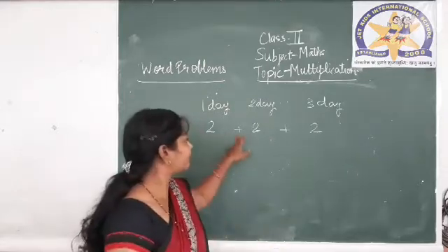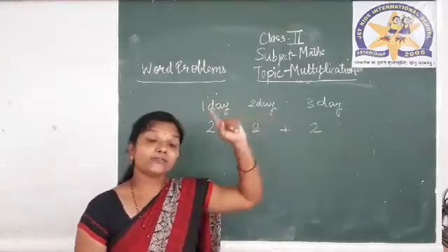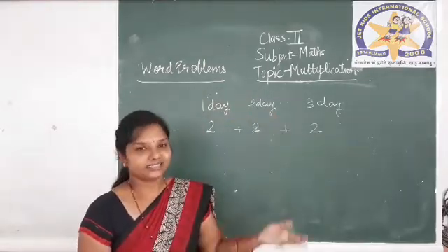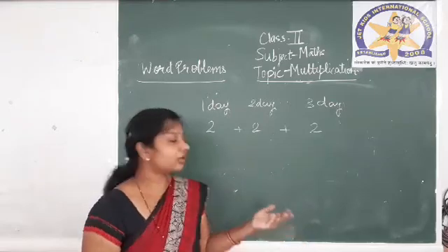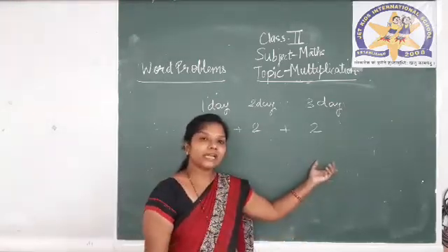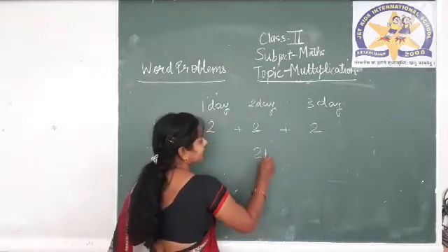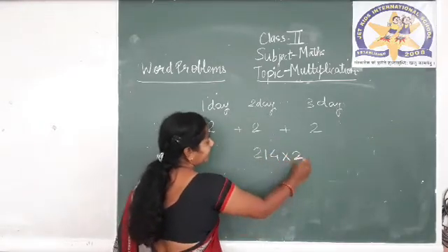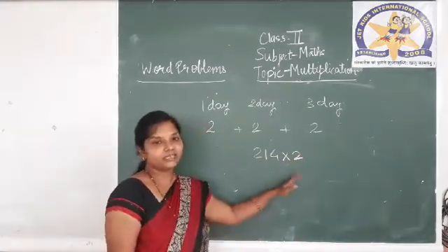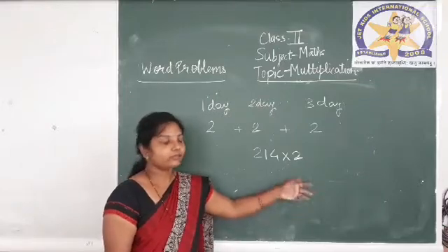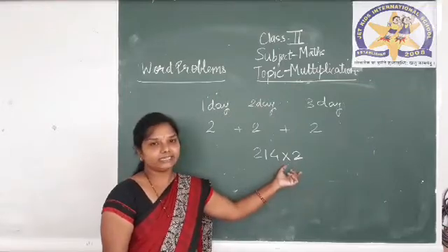What you have to do? You have to add 2, 214 times. Instead of adding 214 times, what can we do? We can multiply it once. That is 214 multiplied by 2. It is easier and you will get the answer quickly.